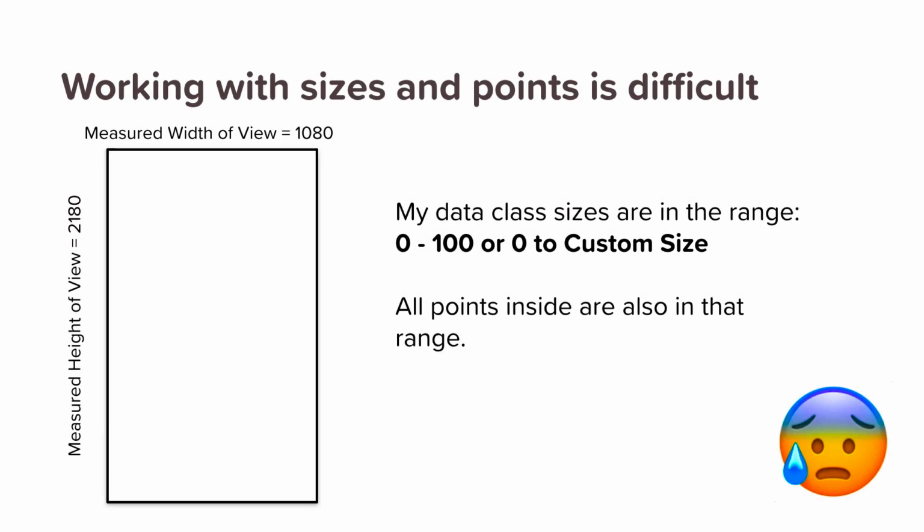Okay, so working with sizes and points when you're dealing with Canvas and drawing things on screen can be quite difficult. In my example, I have a data class, and my representation of what I'm drawing on screen is in the range of 0 to 100, just because that makes it easier for me to position stuff on screen. But my measured width and measured height of my view is actually 1,080 by 2,180. So it gets a little bit tricky to work between these two and translate between the two.